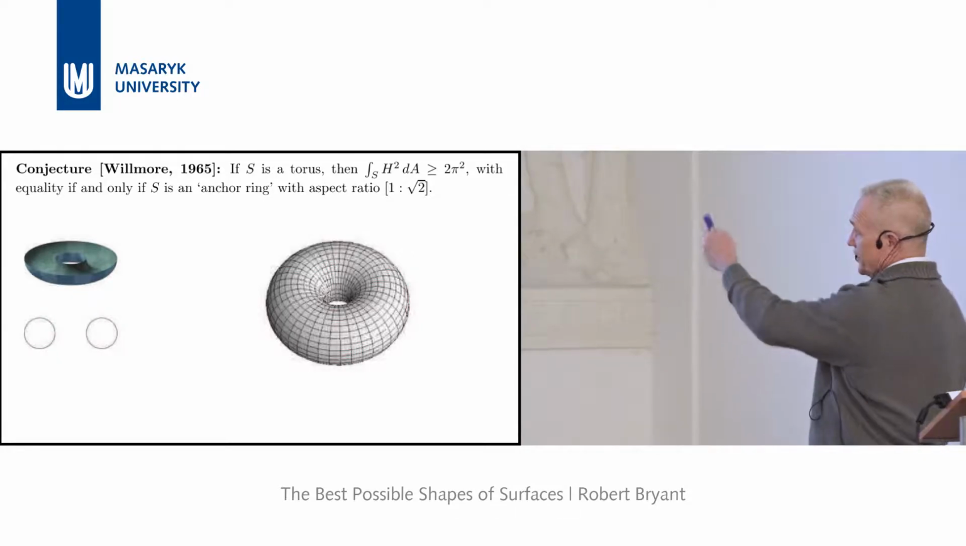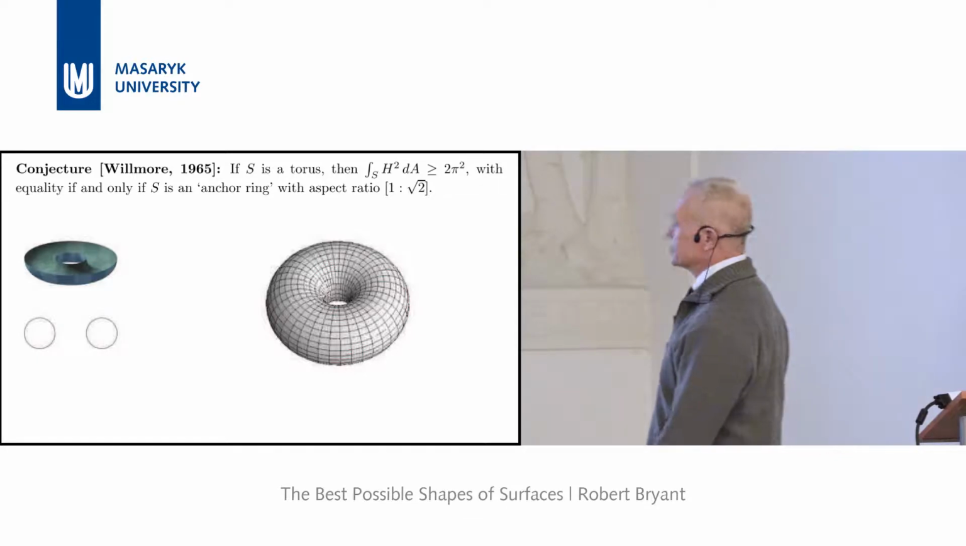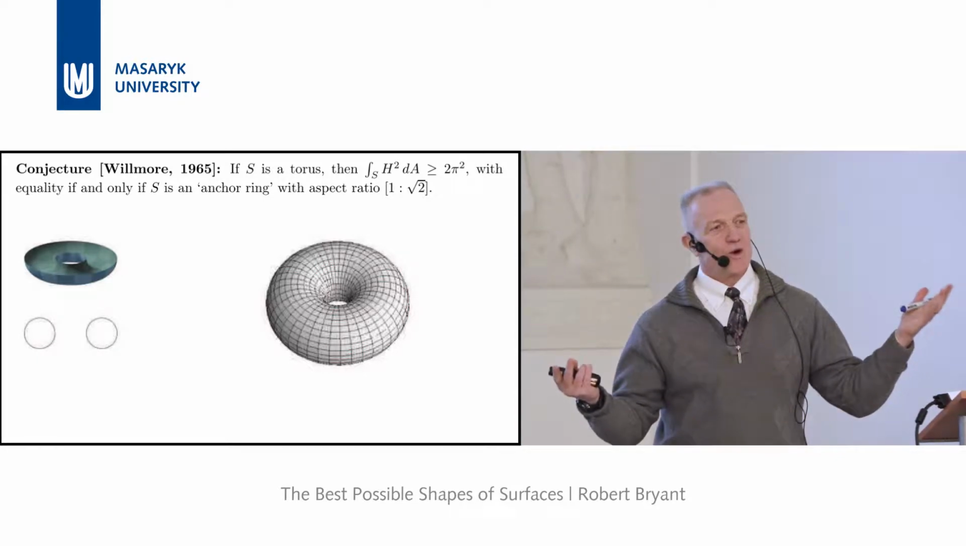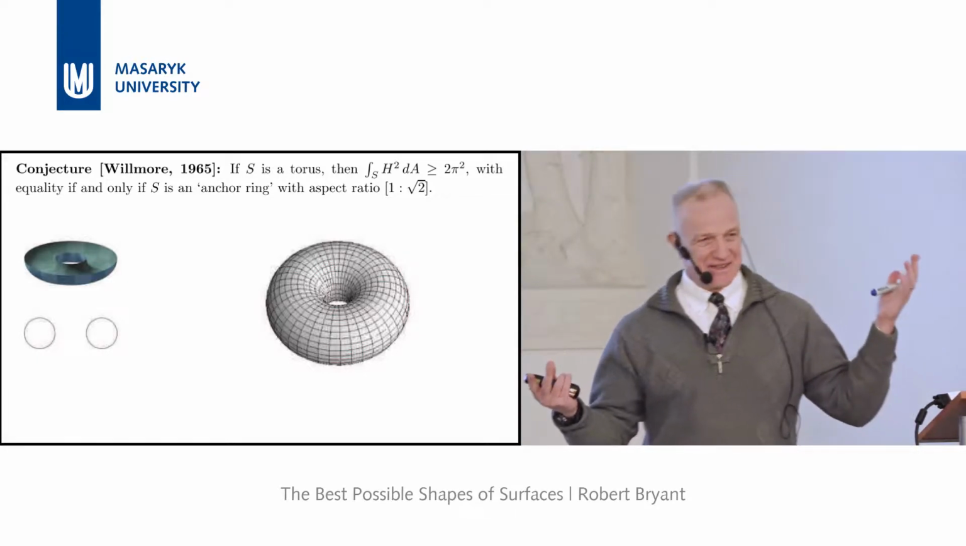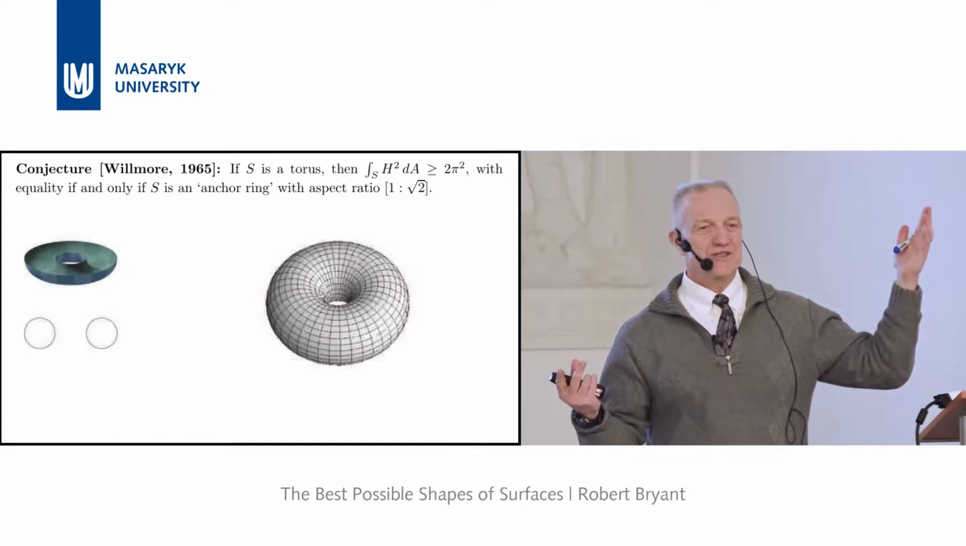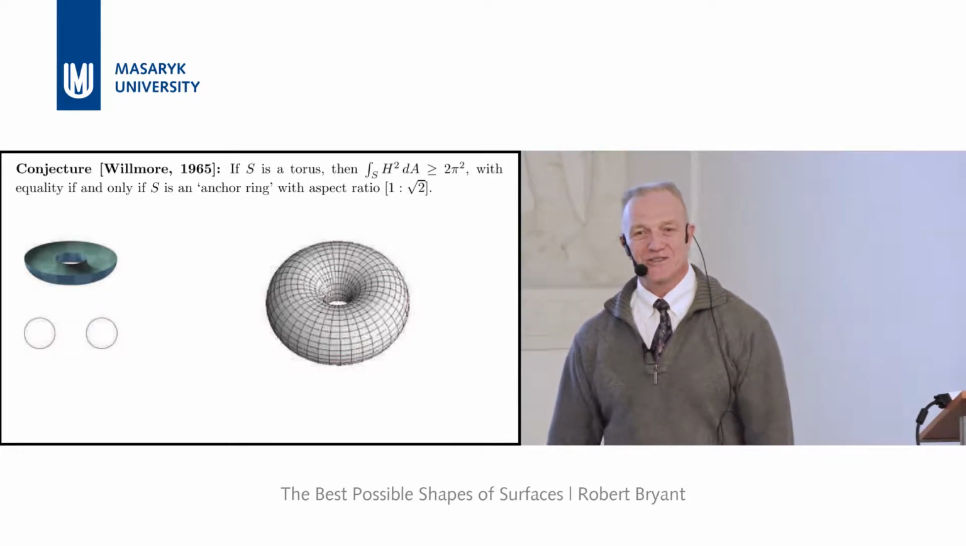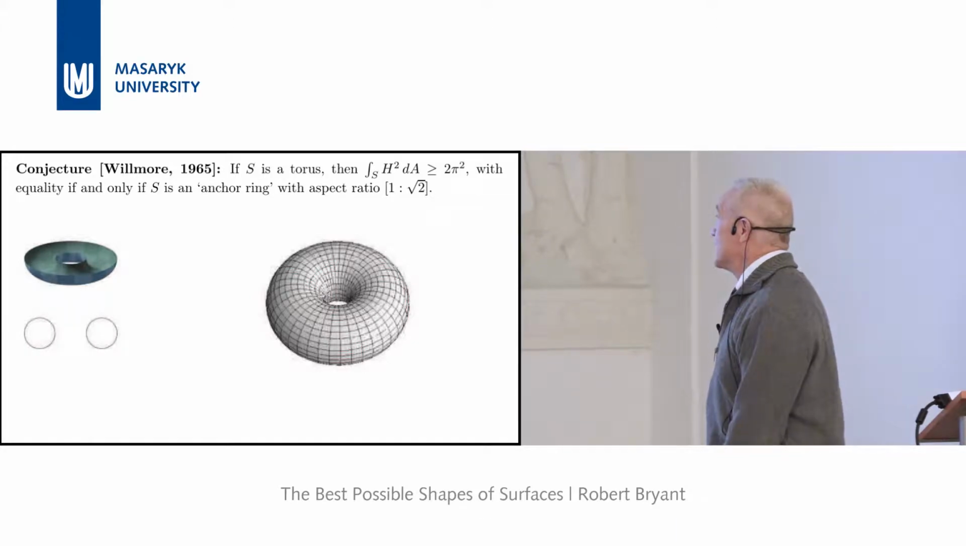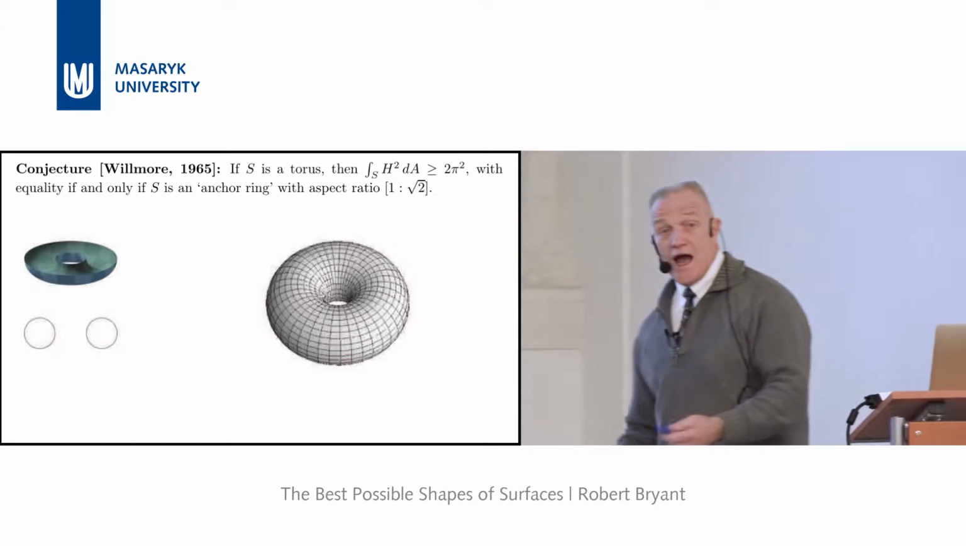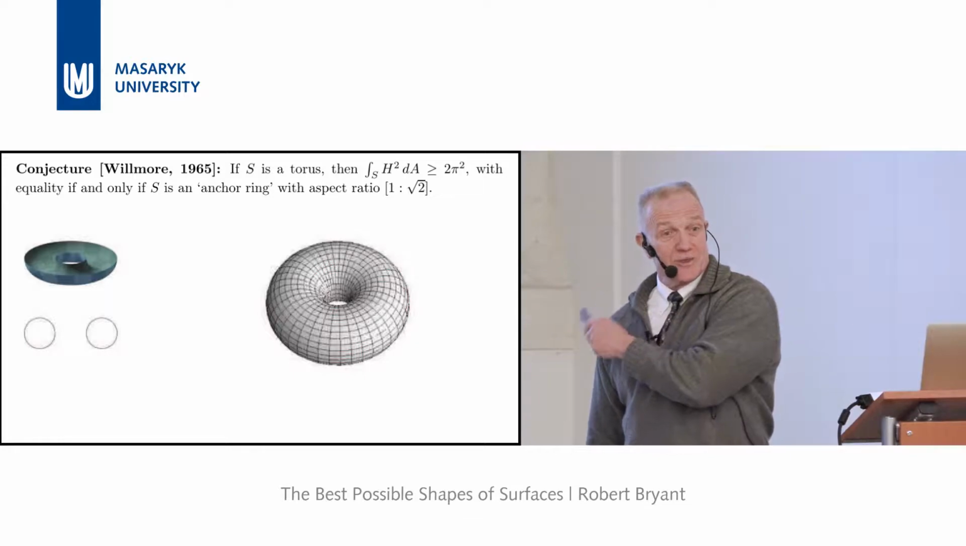And there's a picture of what it looks like, 1 to square root 2. You might ask, why square root 2? Usually you have some intuitive picture of why that should be the best one, but it's not so obvious when you look at it like this. And you might wonder, how did Willmore conjecture that this ought to be the right thing?